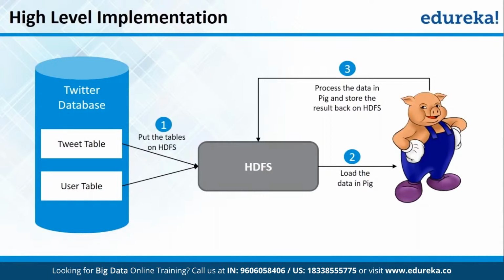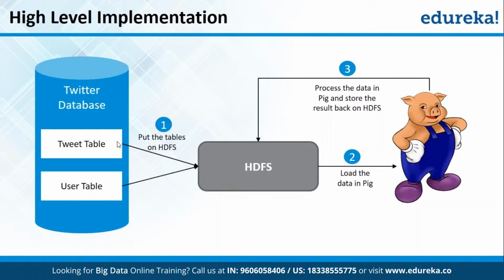So now let's move on and understand the high level implementation of the architecture they implemented using Hadoop HDFS and Apache Pig. So at Twitter, they had a database in which there were many tables in which the archived data was stored. The insight that we want to extract is related to two particular tables, the tweet table and the user table. So we'll be discussing that.